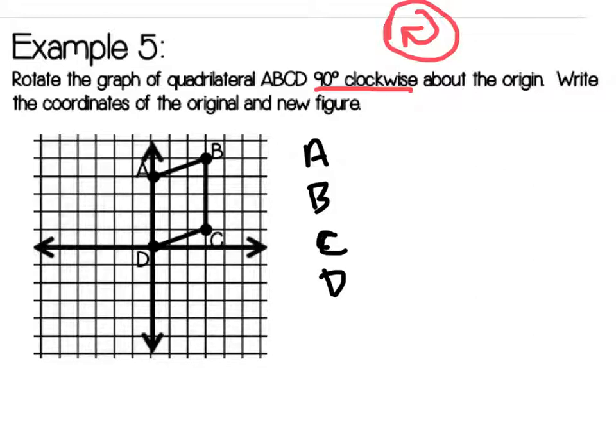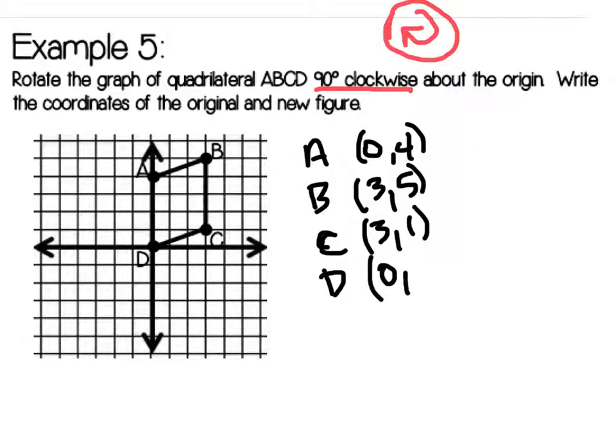Point A is at 0, 4. Point B is at 3, 5. Point C is at 3, 1. And point D is at the origin 0, 0. That's going to be the easiest one to rotate. Now, when we rotate or turn this, it's like turning the whole graph 90 degrees. If I were to turn the graph 90 degrees, it's going to end up in our quadrant number 4.